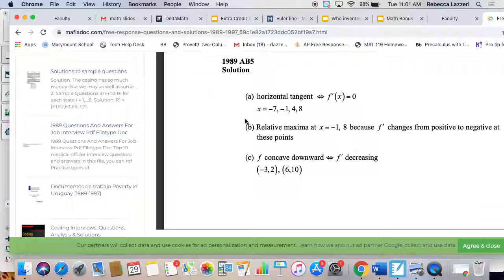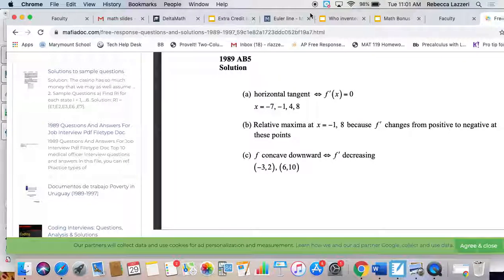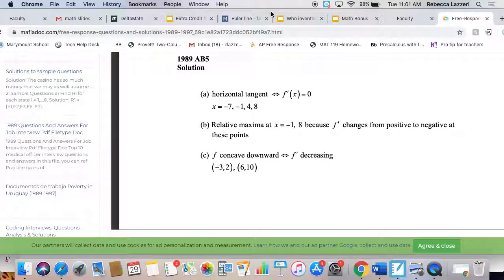So here's what they want to see. This is what I would be looking at as an AP reader. Horizontal tangent occurs when the derivative is 0 at those points. You have relative maximums at x equals -1 and 8 because f prime changes from positive to negative at these points. And then concavity is very succinct, like do you know your calculus or not?